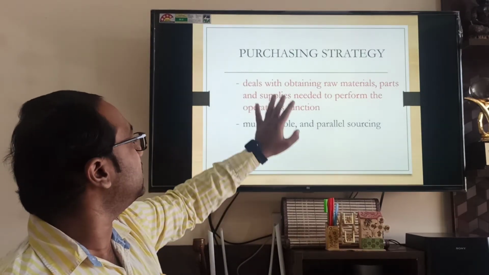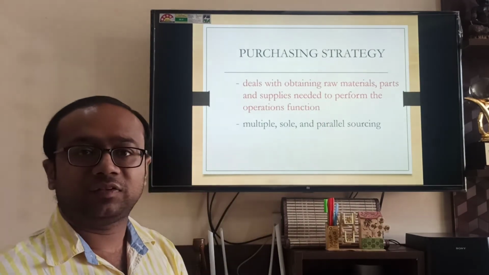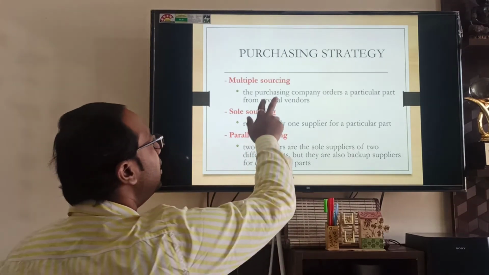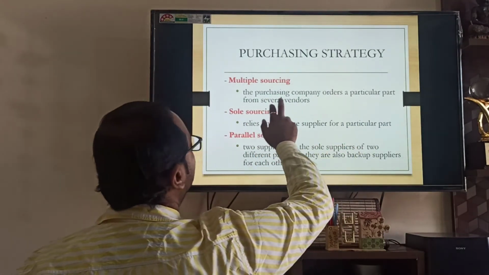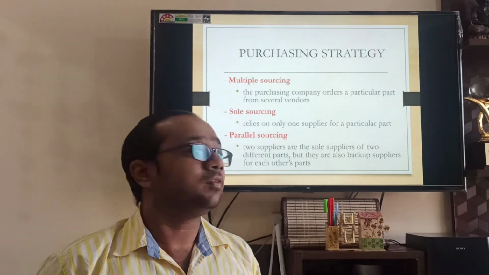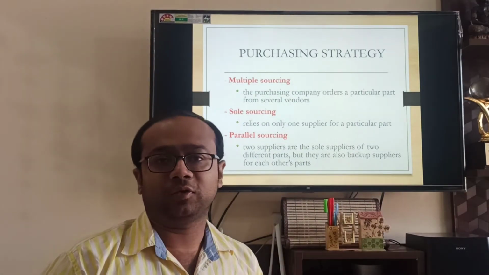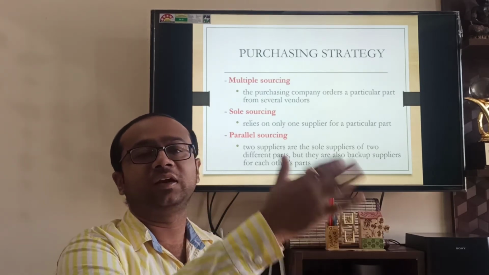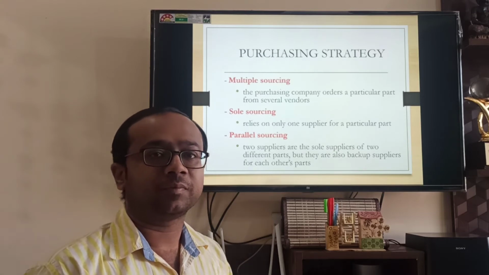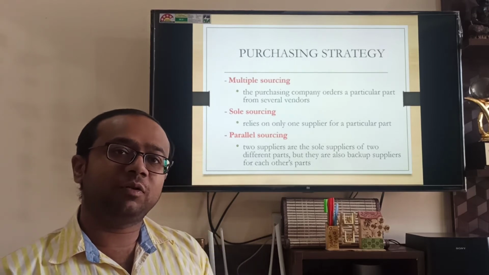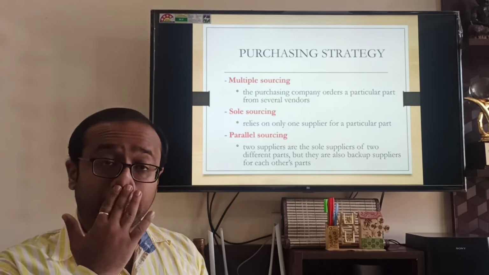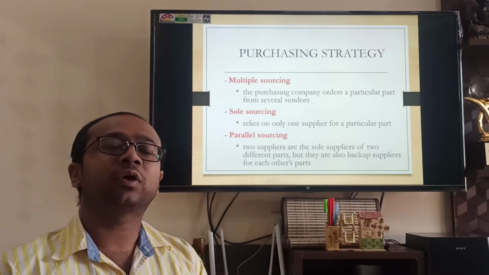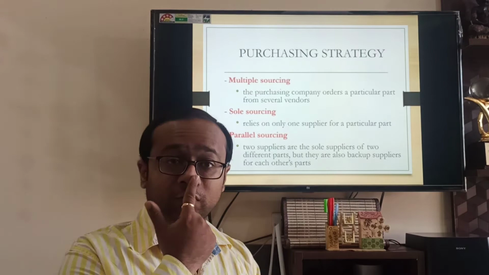Now there can be three kinds of sourcing: multiple, sole and parallel. Let us discuss them. First is multiple sourcing. As the name suggests, multiple means more than one. The purchasing company orders a particular part from several vendors. So you want a component X, and it comes from different suppliers A, B, C, D. This is known as multiple sourcing. The benefit is that you are not dependent on a particular supplier, you can negotiate with them, and you can see and test. The disadvantage is that since you are taking from many, you cannot get the volume or scale benefit.